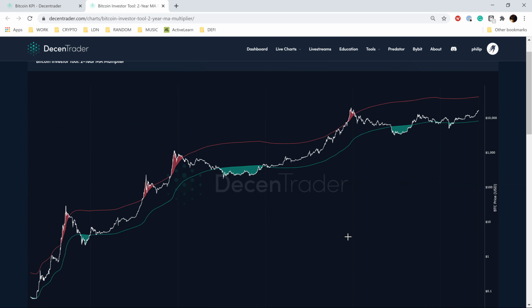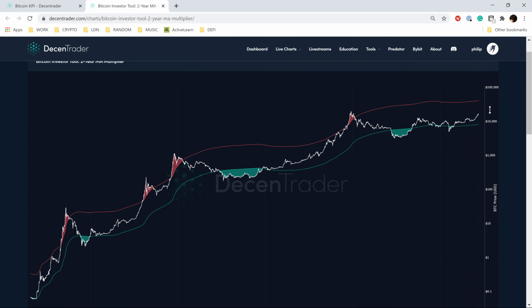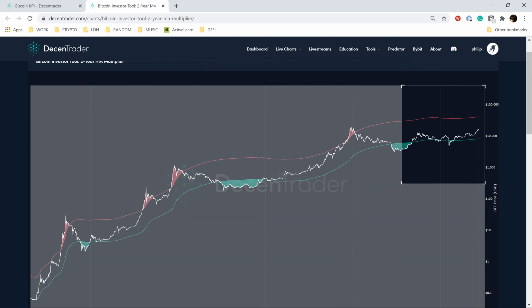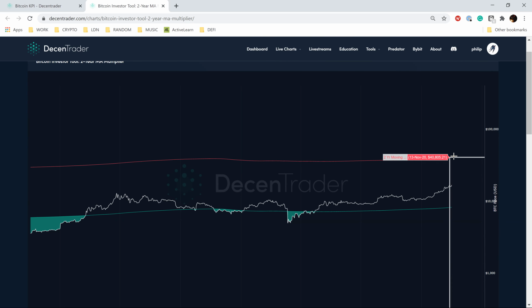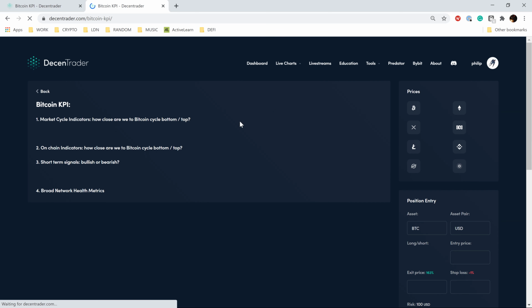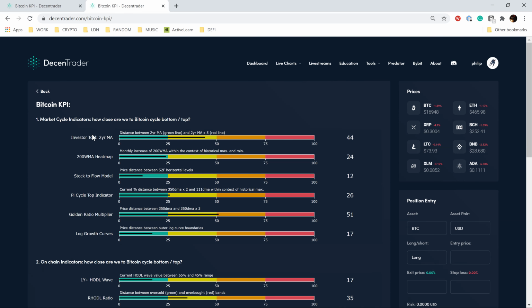Now, what I do expect, as we've seen in the other cycles, is when we get up to this red line, we will have further upside to go. And you can see that that red line is now starting to turn up and heading towards the 100k mark. And I suspect we'll probably start tapping that red line as we approach 100k this cycle. So that is the Bitcoin Investor tool.